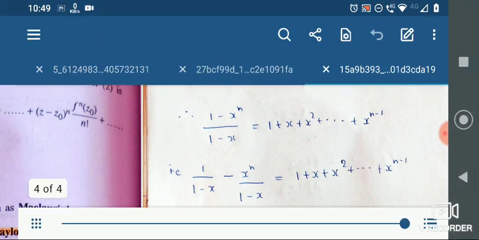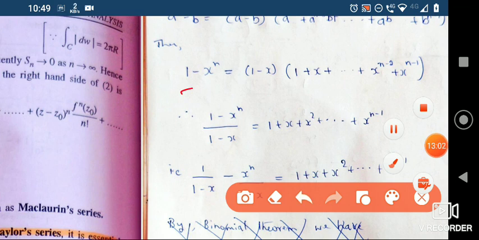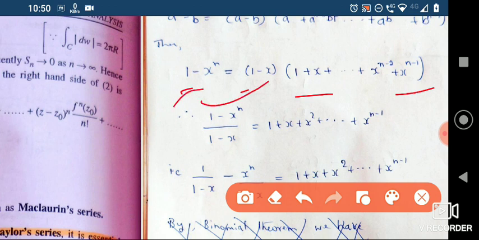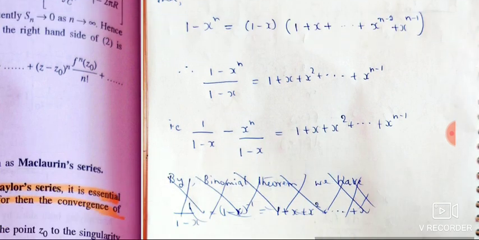So instead of A I got 1 here. So instead of A we got 1. So what will we get in this whole equation? 1 minus x times 1 plus x plus dot dot dot plus x power n minus 1. Now I'll take this to the denominator. So 1 minus x power n divided by 1 minus x is equal to this part, that is 1 plus x plus x square till x power n minus 1. So now I'll distribute the left hand side.